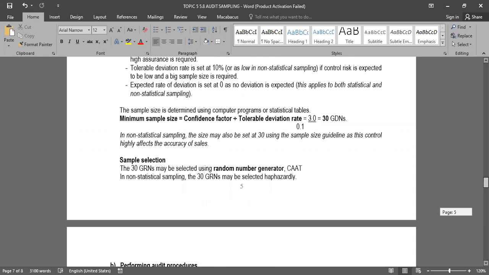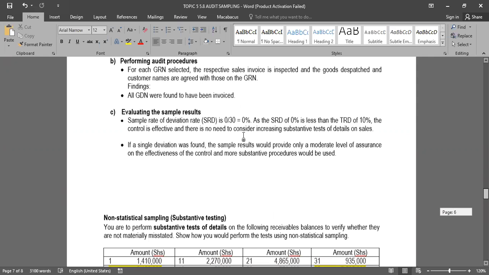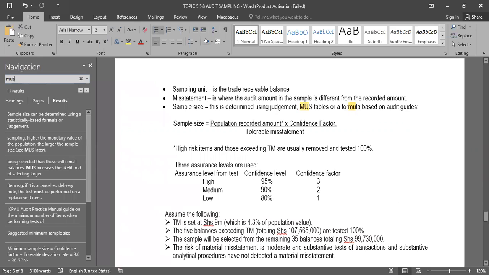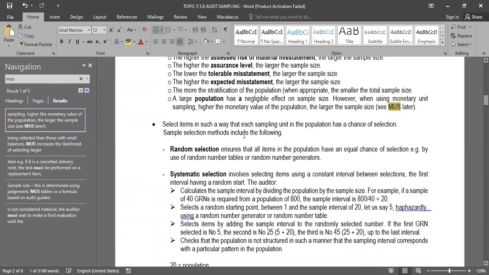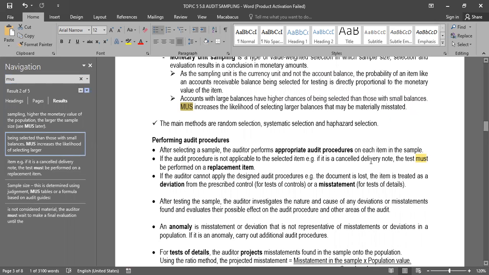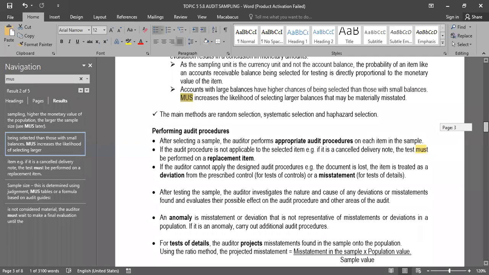Let me remember this MS in full. It's somewhere. Just a moment. Find MUS. Yes. Those are monetary unit samples. Yeah, thanks. Thank you. Monetary unit samples. Where do we stop?